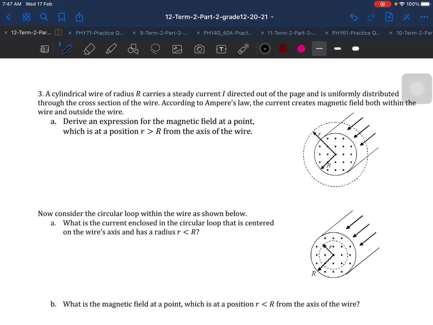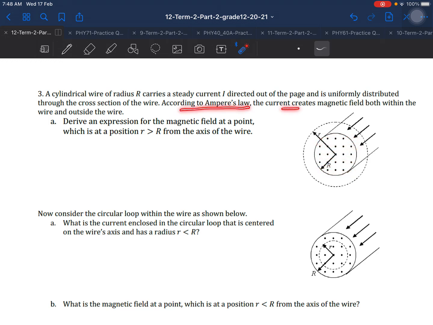In this problem, we are going to apply Ampere's law to get the expression for the magnetic field. Here we have a cylindrical wire of radius R, and it carries a steady current I directed out of the page, which you can see is shown by the dots. The current is uniformly distributed through the cross section of the area, so it's a uniform distribution of current throughout the wire.